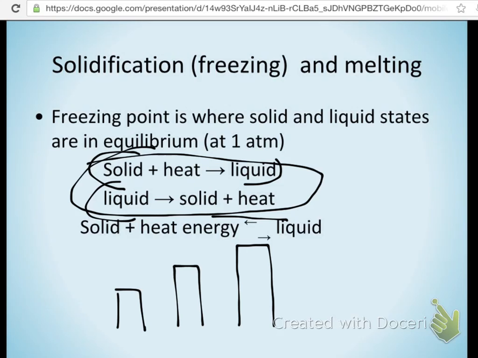But it's the same relationship we saw in a vapor-liquid system. The solid plus some amount of heat gives you a liquid. Those solid particles have to absorb heat to become a liquid. The solid has to absorb heat to become a liquid. Heat is given off by liquid particles which are re-entering the solid phase.